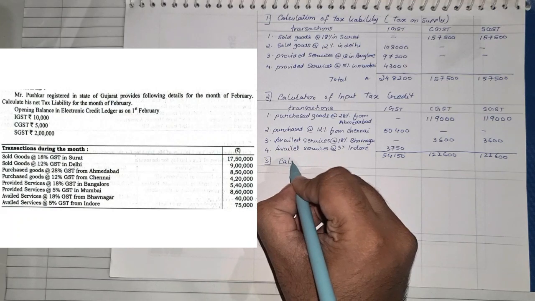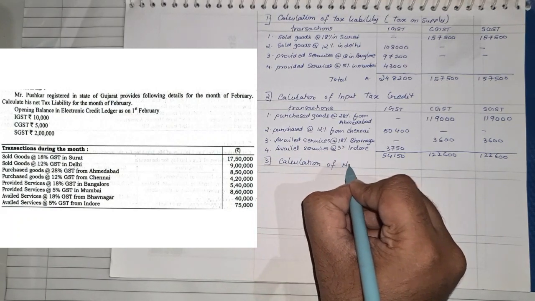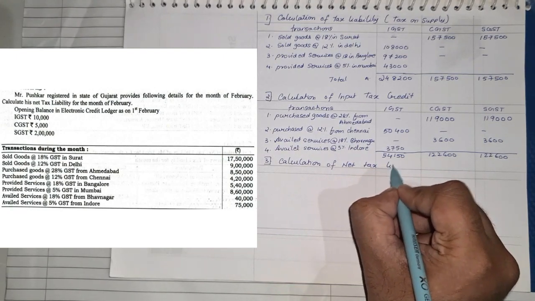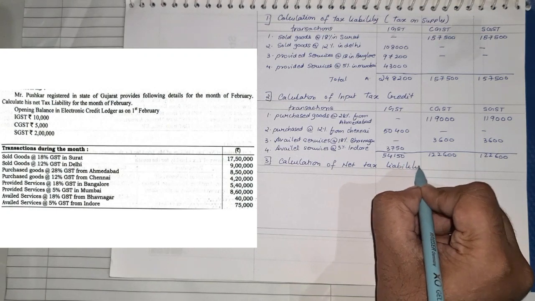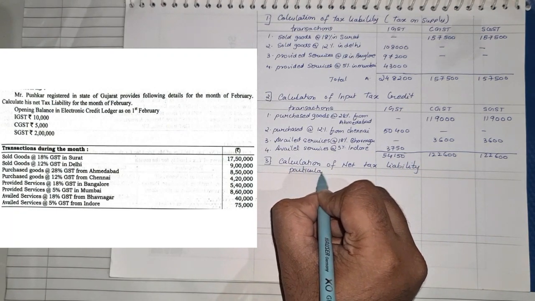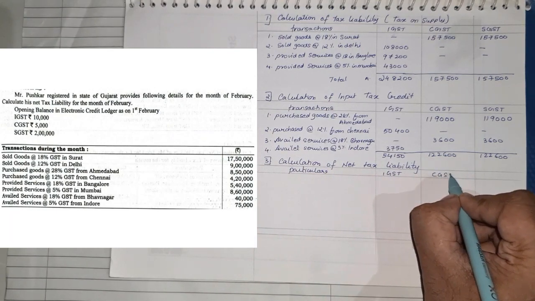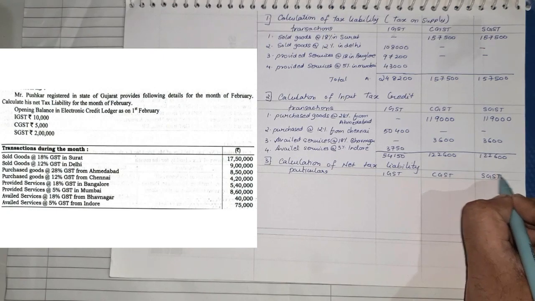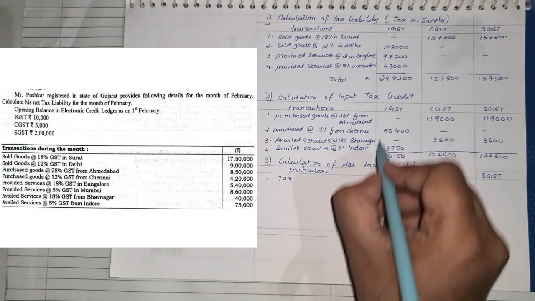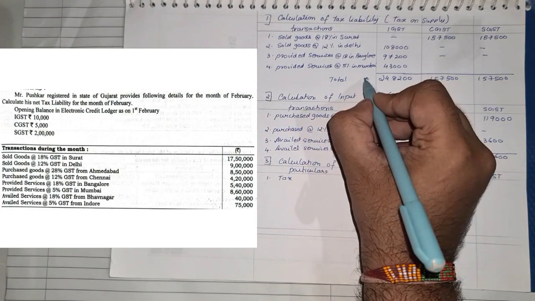So now this will be the calculation of net tax liability. Okay, I'll write your particulars: IGST, CGST and SGST. Very simple. Step number 1 will be tax payable. Now wait, this is also the total, so we'll write this as total. This is my B answer, this was my answer A.